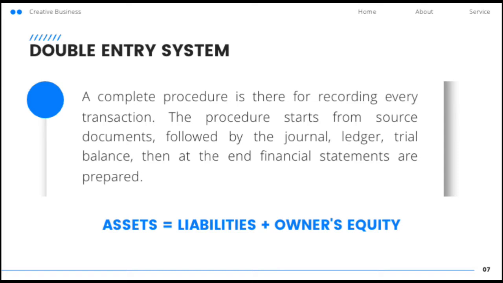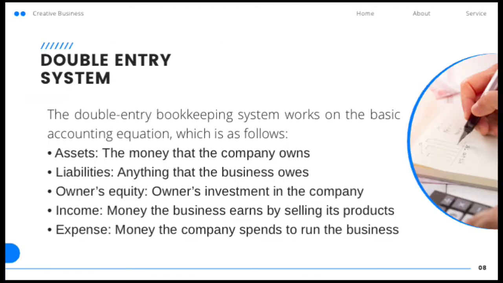The procedure starts from source documents, followed by the journal, ledger, trial balance, then at the end financial statements are prepared. The double entry bookkeeping system works on the basic accounting equation, which is as follows. Assets is equal to liabilities plus owner's equity, wherein assets are the money that the company owns. Liabilities are anything that the business owes. Owner's equity is the owner's investment in the company.